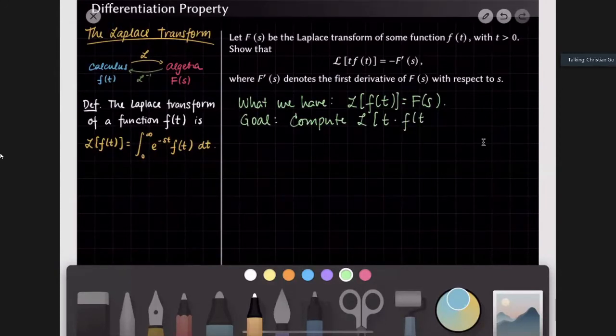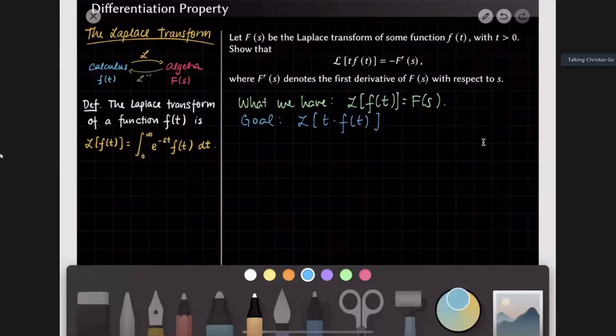Well, I know what the formal definition of the Laplace transform is, right? It's already here on the left-hand side of the equation. So maybe let's write down what we have and our goal in two different colors. What we have in green, our goal, let's put it in blue. Goal is to find the Laplace of t f of t. I need to find a way to relate the original expression to this expression t f of t.